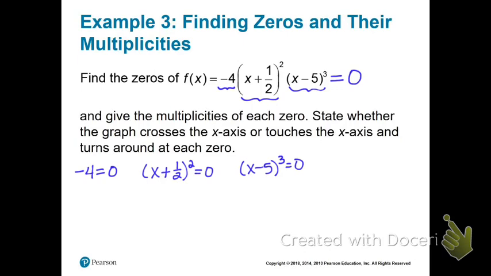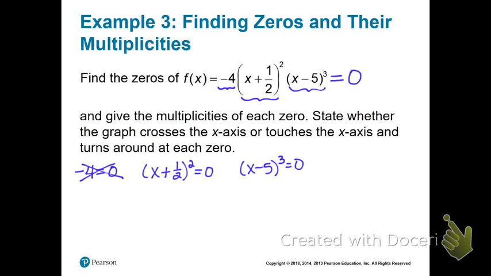Now negative 4 equals 0 doesn't have a variable. So will negative 4 ever equal 0? No. So just mark it out. We could have divided by negative 4, but I was too lazy. Alright. But what about x plus 1/2 squared?